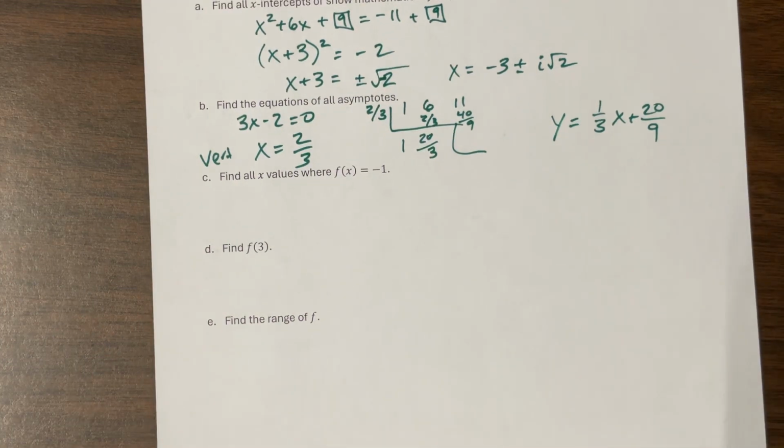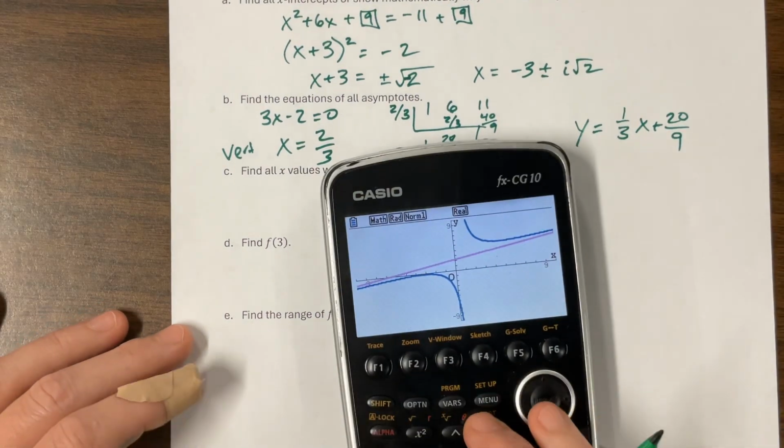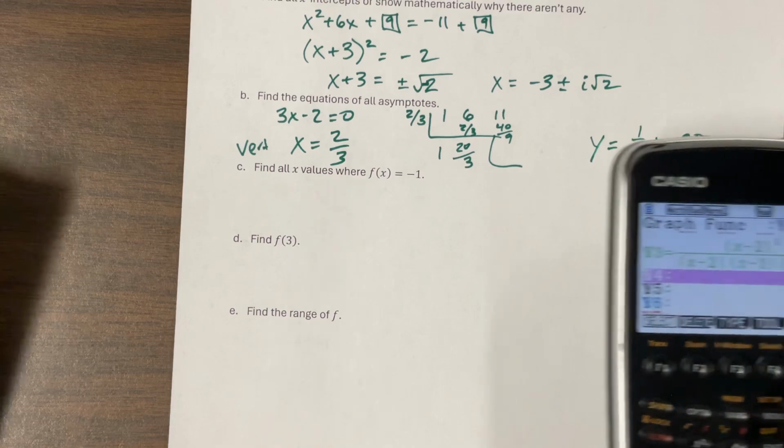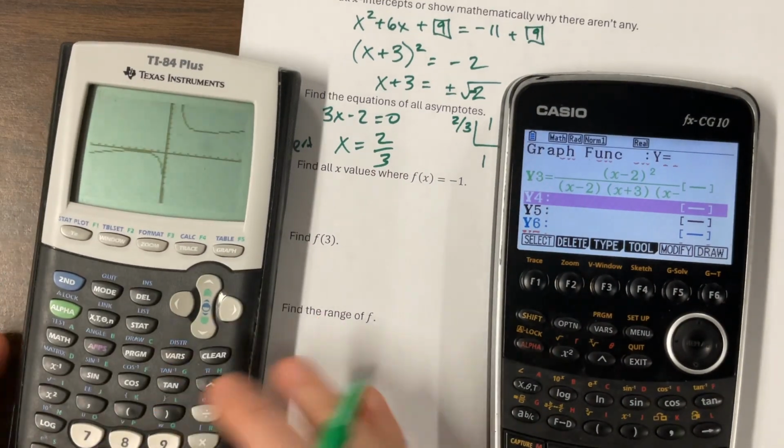Okay, let's finish the calculator stuff. Okay, so, you know what, we don't need that anymore. Delete, there you go. Okay, so find all the values. Let me turn this one back on.